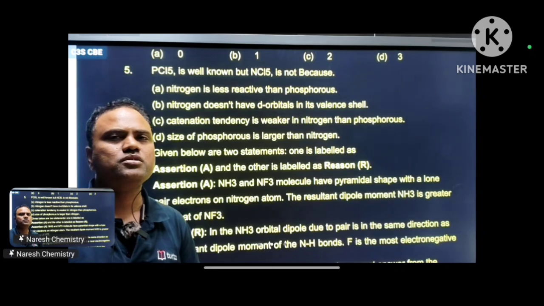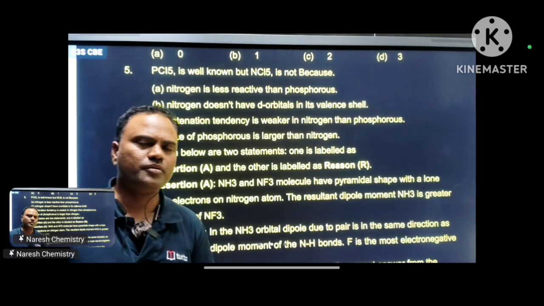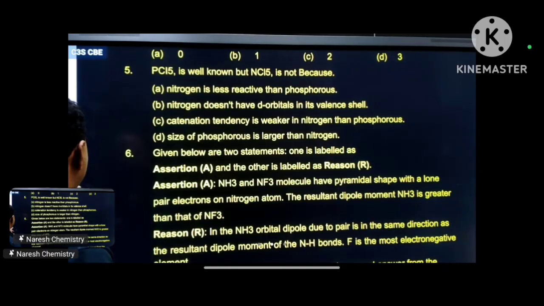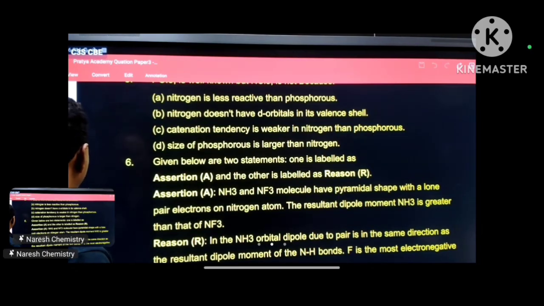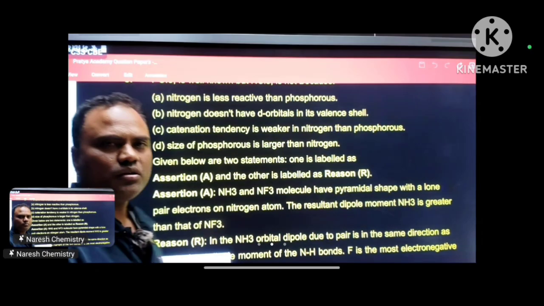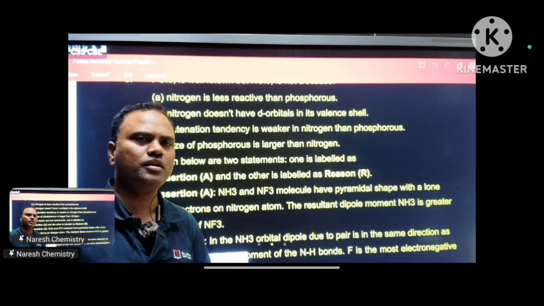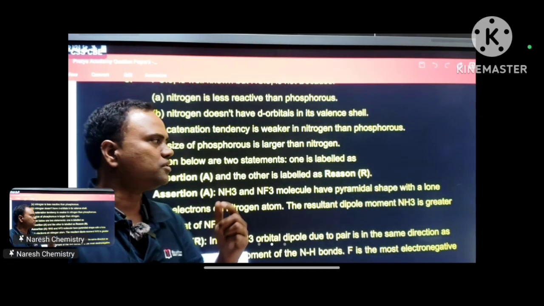Phosphorus belongs to the third period. Nitrogen belongs to the second period, sorry, not group, I am sorry. In second period elements, d orbital is not present. In third period elements, d orbital is present. You know.